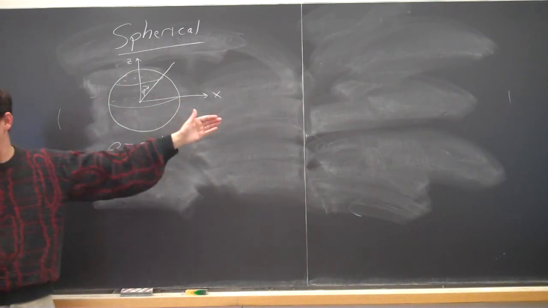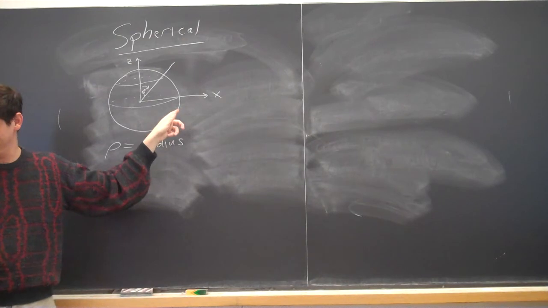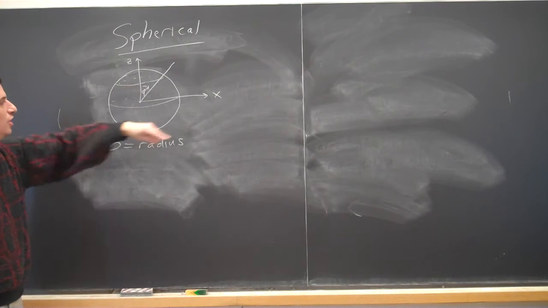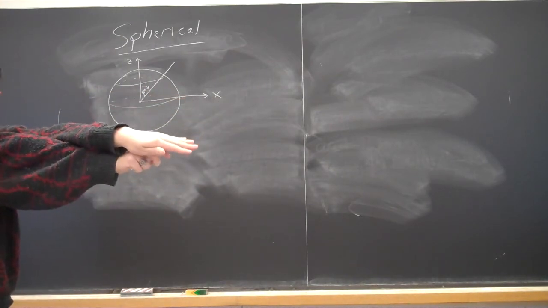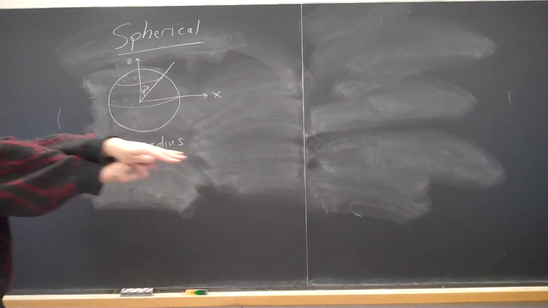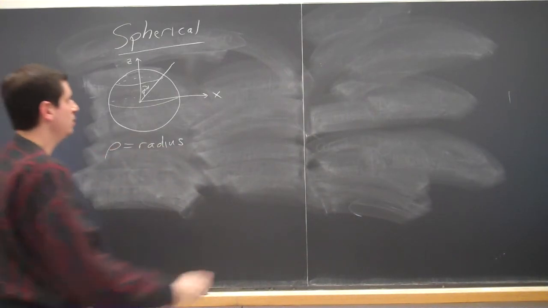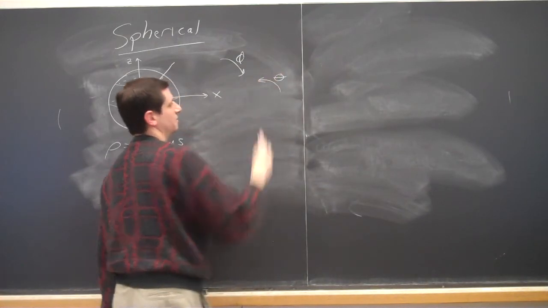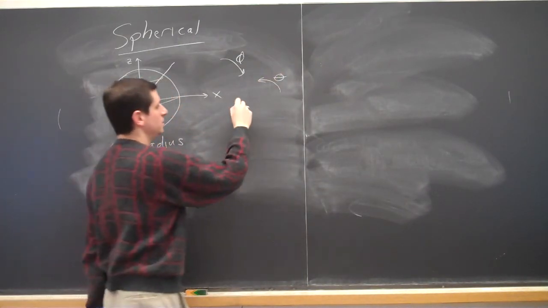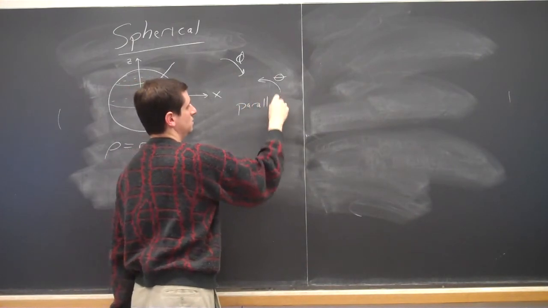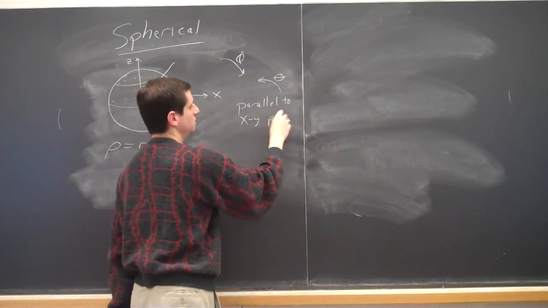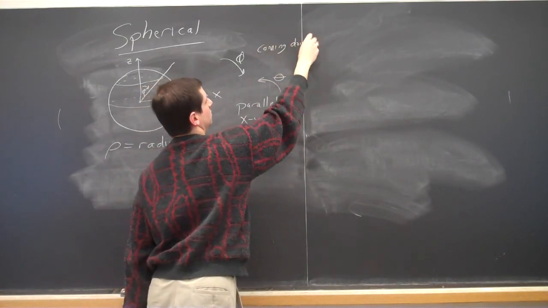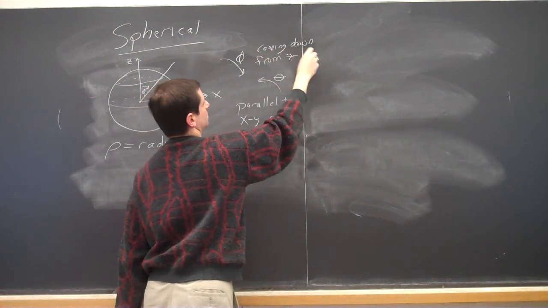So we're going to do you first. We're going to put you there, okay? So we're going to come down phi. And then once we come down phi, we start off in the same direction as the x-axis, and we move over theta radians. So we come down phi, and then we move over theta. So this is going to be parallel to the xy plane. This is going to be coming down from the z-axis.